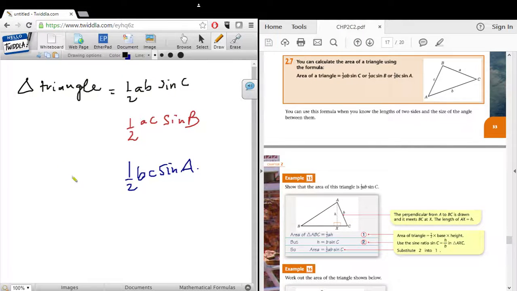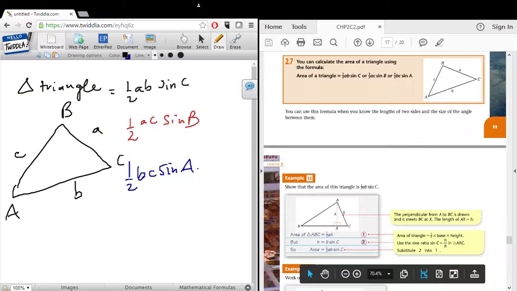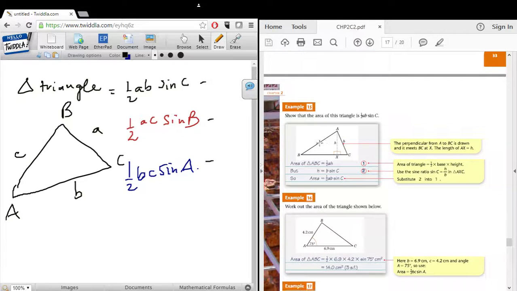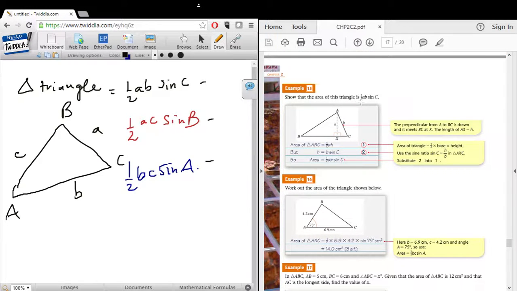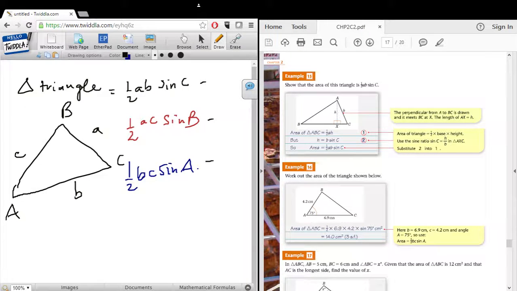Well, it's very simple. If we want to know the area of a triangle, and let's follow the way it's been documented in the book, triangle CAB, then we want to find out what the area is. Then we can use any one of these 3 formulas. So it shows you here, show that the area of this triangle is half ab sine C. So what it's done is it's taken all the values in unknown form.